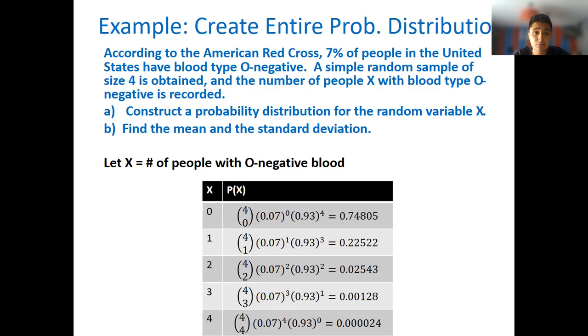And then it told us to construct a probability distribution, that in simple words means that we make a table to present the data. As we can see, we compute the formula of the binomial distribution that we saw some slides earlier, and we got the probability. Now part B says find the mean and the standard deviation.